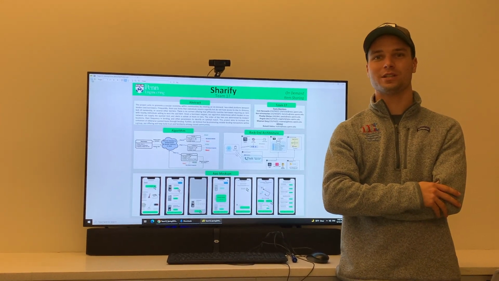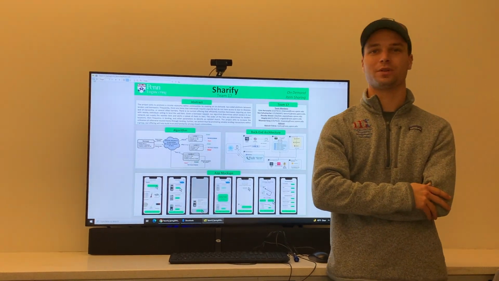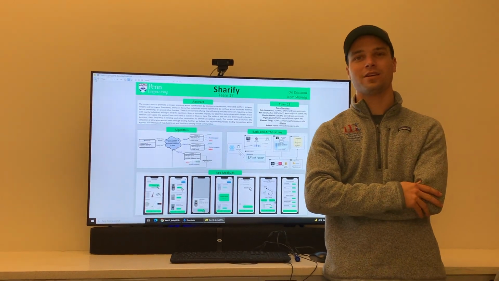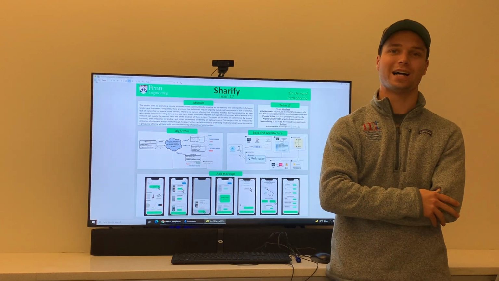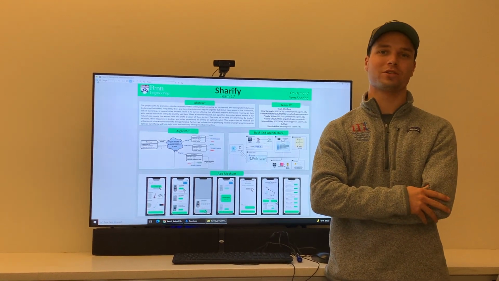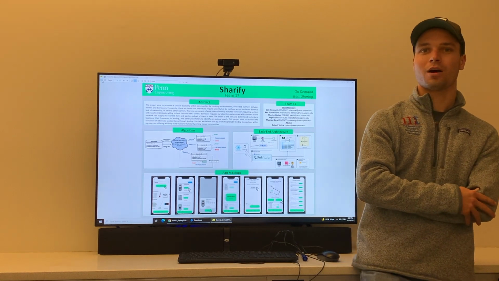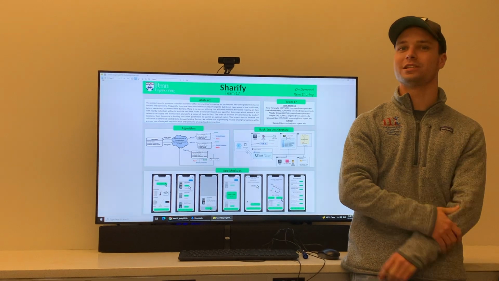Every day in Huntsman, in buildings around campus, and in the community, there's someone that desperately needs an item. It might be Advil, it might be a charger. And here they are, they desperately need an item, and there's someone around them that has it. But they don't know the person that has it, and the person that has it doesn't know that they need the item. Our product is aimed at solving this issue and matching supply and demand in these everyday situations.